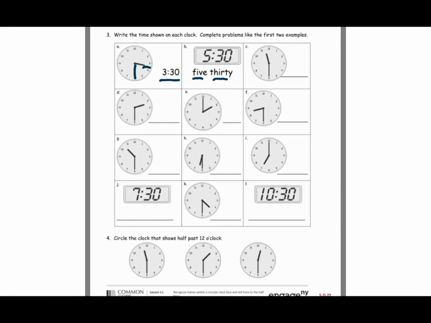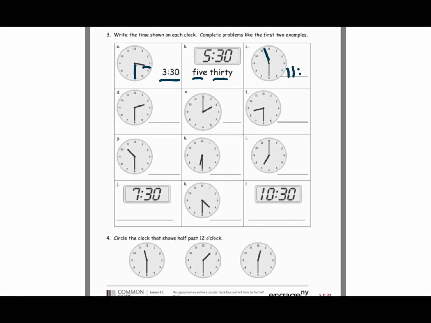Okay, let's look at the next clock. I'm looking at my hour hand. My hour hand is, I'm going to make a line. It's past the 11, but it's not at the 12 yet, so it's still 11 o'clock. And my minute hand is at the 6. That means it's 30. So I'm going to put 11, and then I'll put two dots.